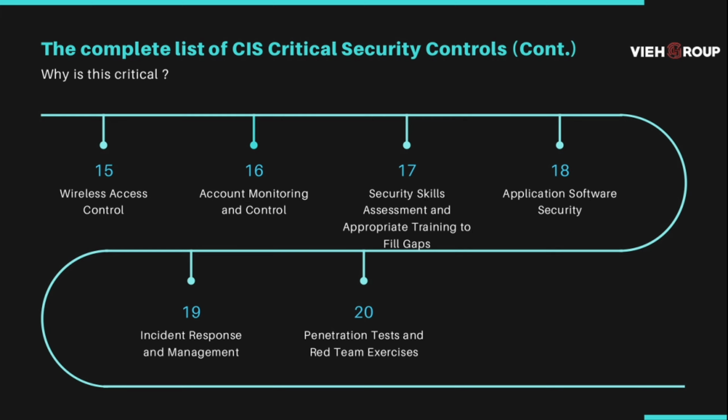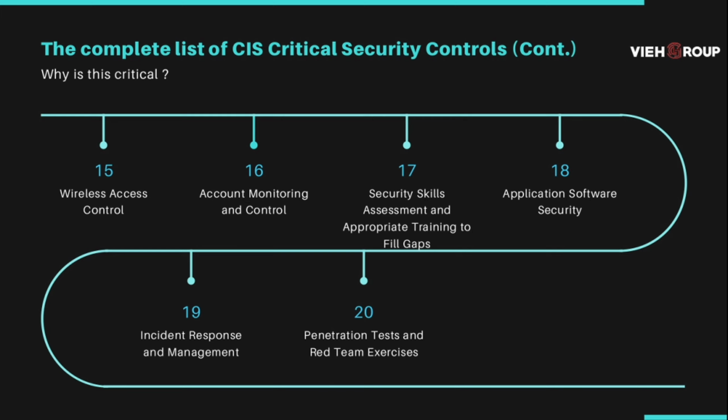Now, the last point of these CIS critical security controls is penetration tests and red team exercises. The final control requires organizations to assess the overall strength of their defenses, the technology, the processes, and the people, by conducting regular external and internal penetration tests. This will enable them to identify vulnerabilities and attack vectors that can be used to exploit systems.